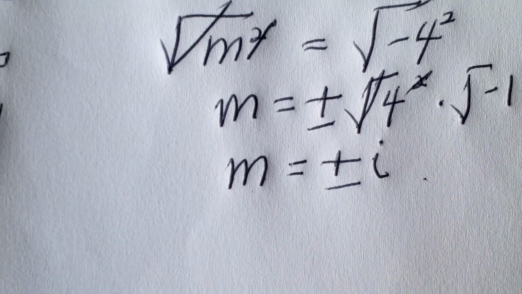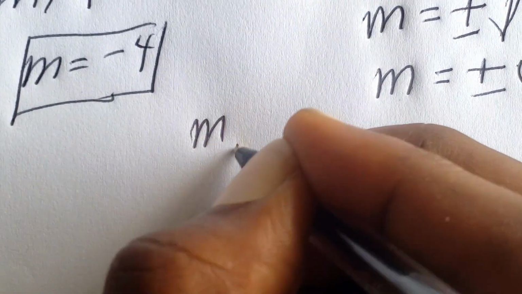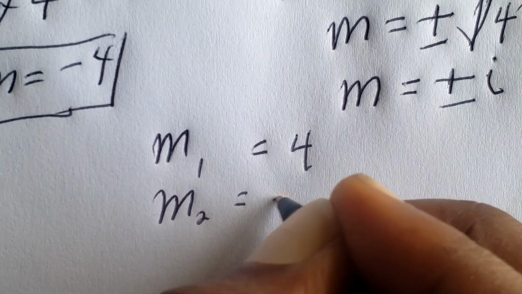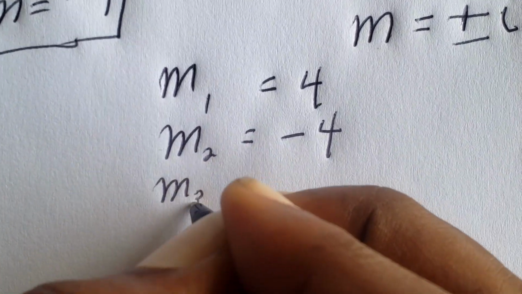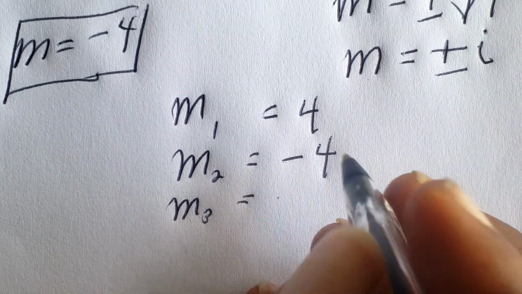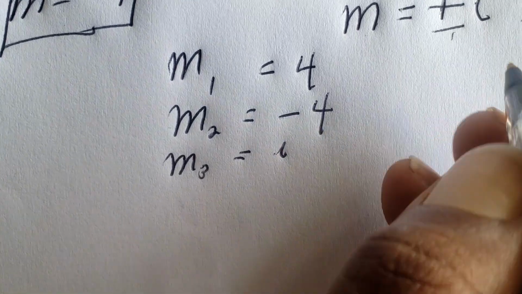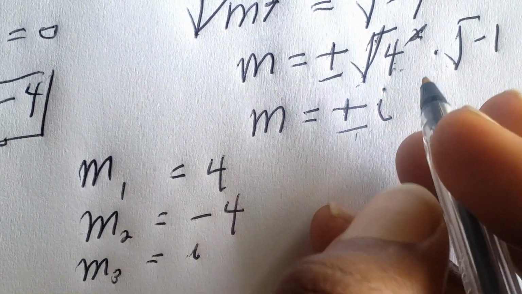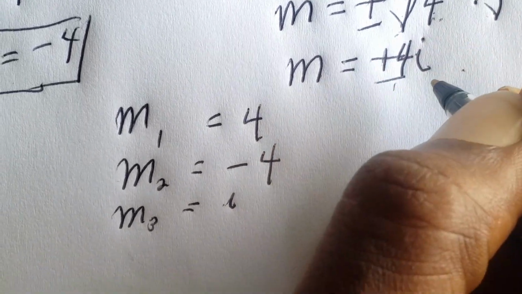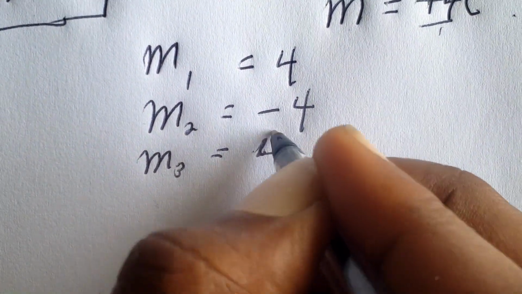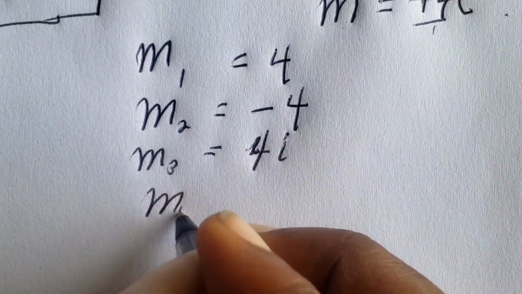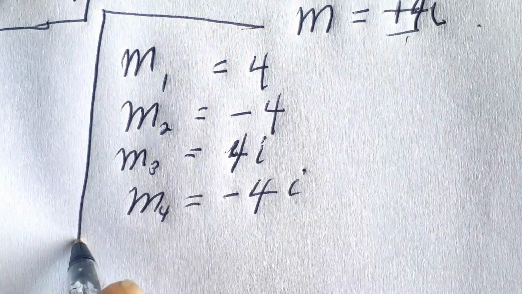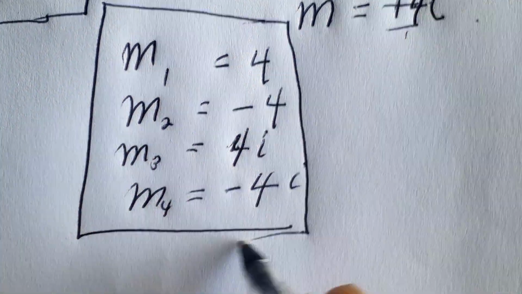So the values of m, we have m1 to be equal to 4, we have m2 to be equal to negative 4, we have m3 to be equal to the positive side of this, which is 4i. Sorry, this one is the square root of 4, this one will cancel this, so it will be plus or minus 4i. So we are going to get 4i, and then m4 will give us negative 4i. So these are the possible values of m.